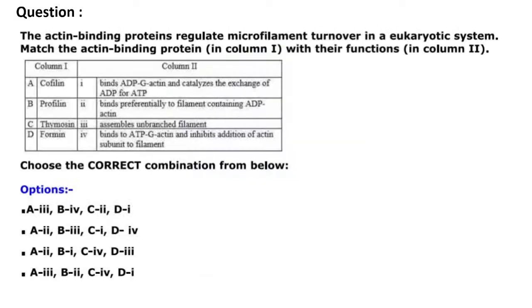Okay, give it a try to this question. Actin binding proteins regulate the microfilament turnover in the eukaryotic system. Match the actin binding protein and their function. The actin binding proteins here are cofilin, profilin, thymosin, and formin.